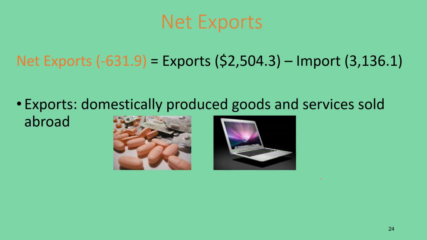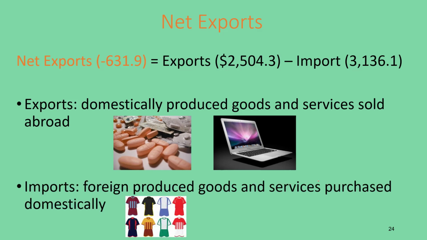Right? So exports are domestically produced goods and services that are sold abroad. So things that, in the United States' case, would be produced in the United States and then sold to other countries. So things that the United States tends to produce and sell abroad are things like pharmaceuticals, technology, including microchips, and then things like airplanes. These are all things that the United States is kind of notorious for producing within this country and then selling to other countries. And then imports are foreign produced goods and services that are purchased domestically.